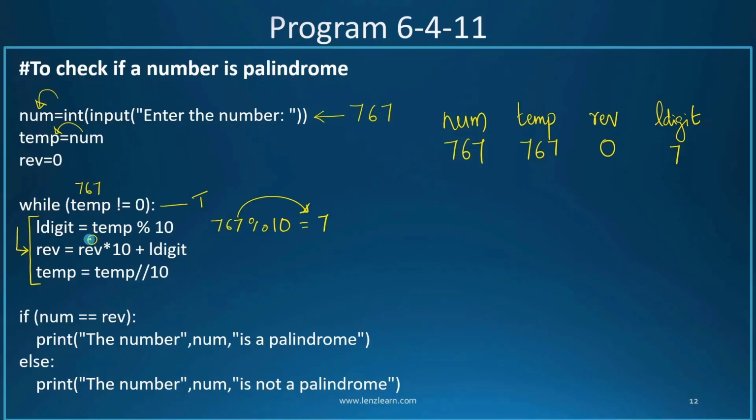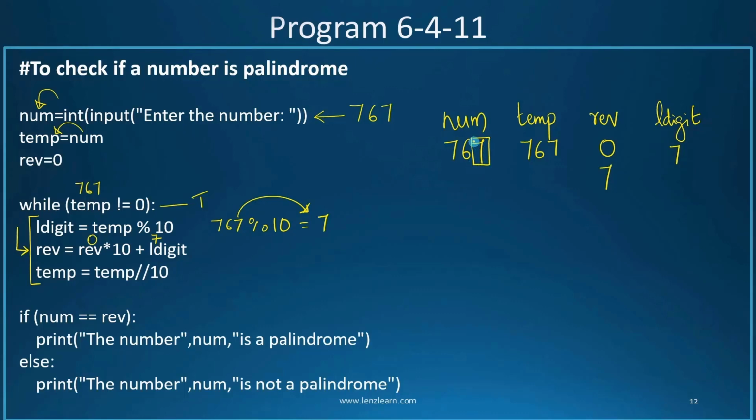So here you can see the initial value of ref is 0. So 0 into 10 plus last digit, so that is 7. So 0 into 10 will produce 0, plus 7 will produce the entire result as 7. That will be stored into ref. So right now the value of ref is 7. So I have processed this last digit.